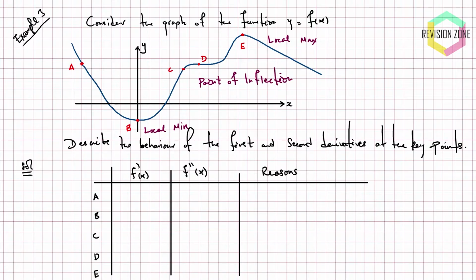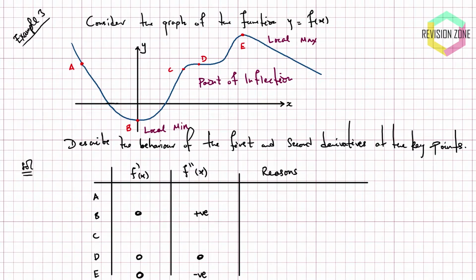For these points, we can go back to our table and say the first derivative is going to be 0 at B, it's also going to be 0 at D, and it's also going to be 0 at E. And because B is a local minimum, the second derivative has to be positive. Because E is our local maximum, the second derivative has to be negative. And because D is our point of inflection, the second derivative has to be 0.